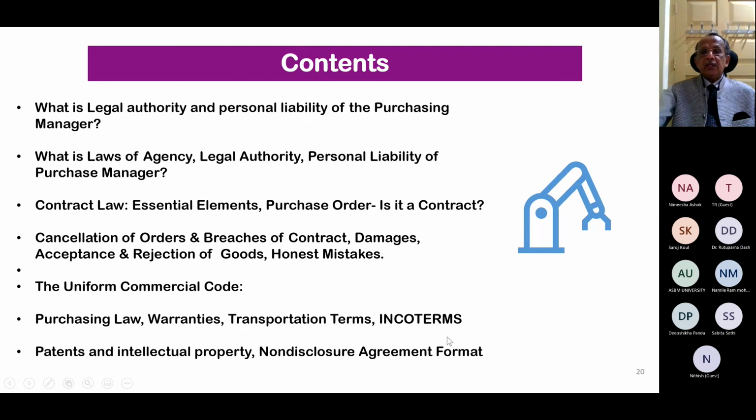By the way, the non-disclosure agreement, I'm giving a form which will be on the website. Likewise, what I mentioned earlier is also the essential elements of a contract, which is almost 5 pages. I'm sure it's already on the website.